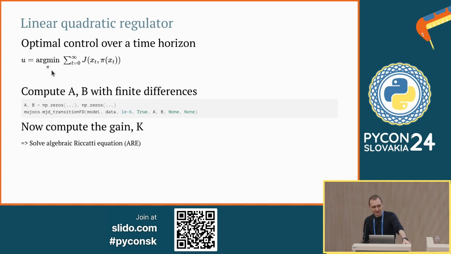So this is fairly painful to compute, often, especially if you have a nonlinear model. But here with MuJoCo, you can do mjd_transitionFD, which linearizes the model and computes with finite differences the A and B at the current state. And once you have those, you can then find the gain K, finally.